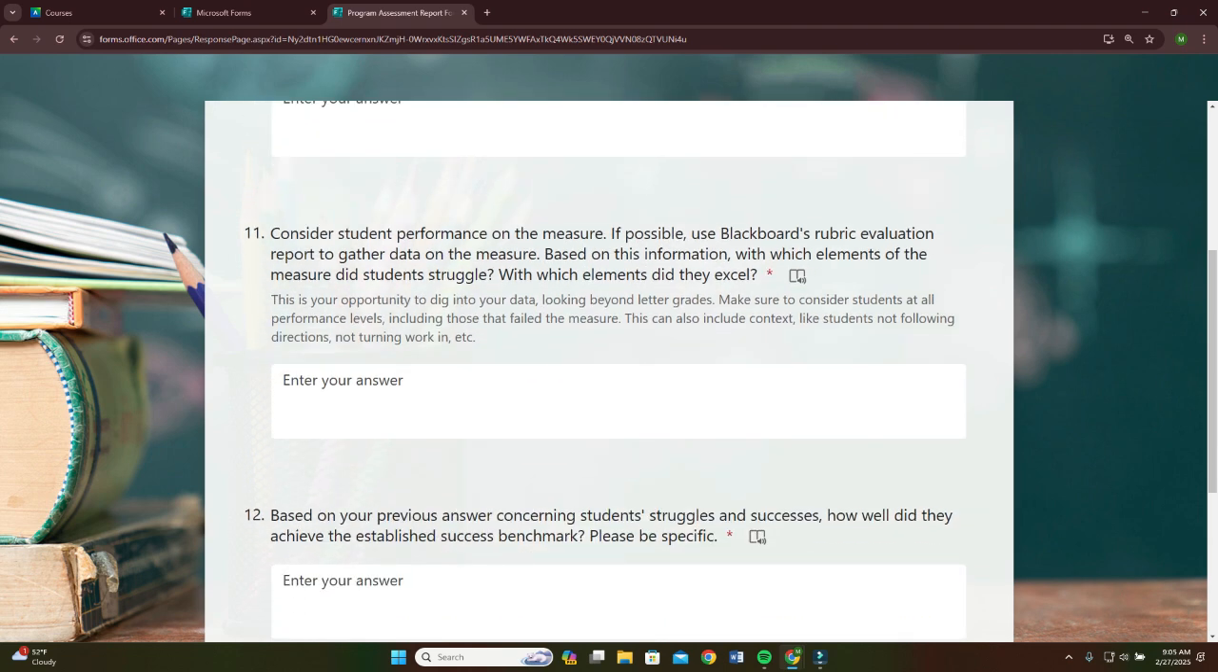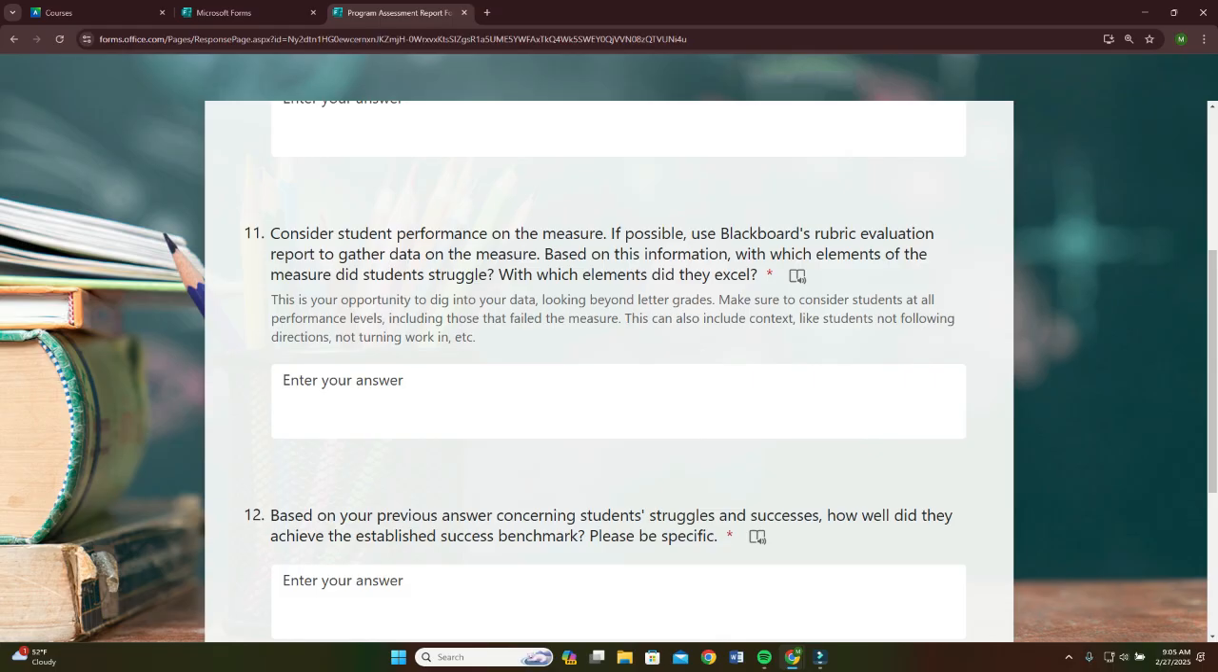Number 11, consider student performance on the measure. If possible, use Blackboard's rubric evaluation report to gather data on the measure. Based on this information, with which elements of the measure did students struggle? With which elements did they excel? So this is your opportunity to dig into your data.